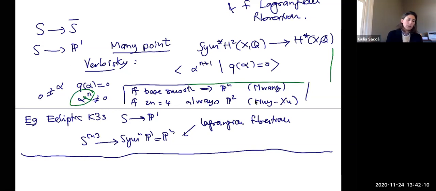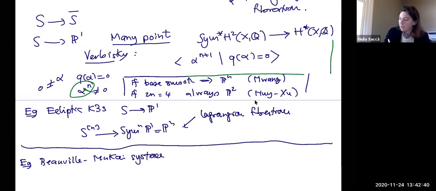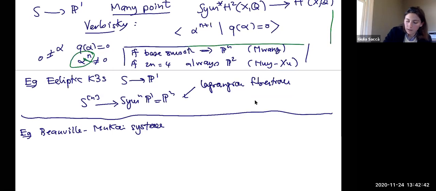Okay, so let me give you a bunch of examples of these Lagrangian fibrations. The first example, of course, is the ones coming from elliptic K3s, or we have the so-called Beauville-Mukai integrable system. And so what are these?